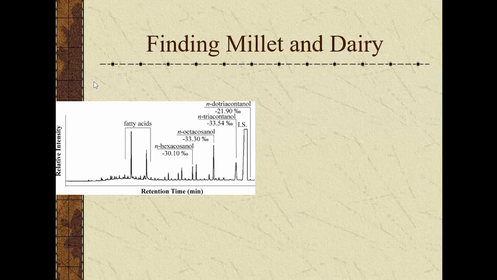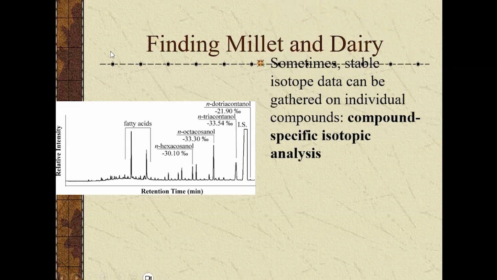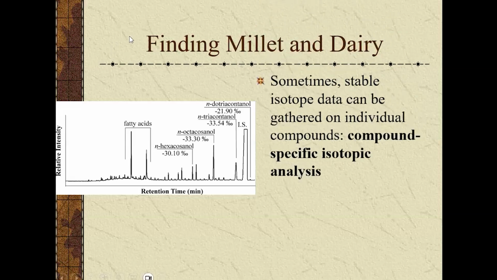But if we pair stable carbon isotope analysis with residues, we can do these things. So we're going to get a little bit technical here, and I sort of apologize, but what we're going to do is talk about how we can use compound-specific isotope analysis to identify resources such as millet or other C4 plants and dairy, and in some cases, marine fish. So fish from the ocean, not fish from lakes and rivers and so on.